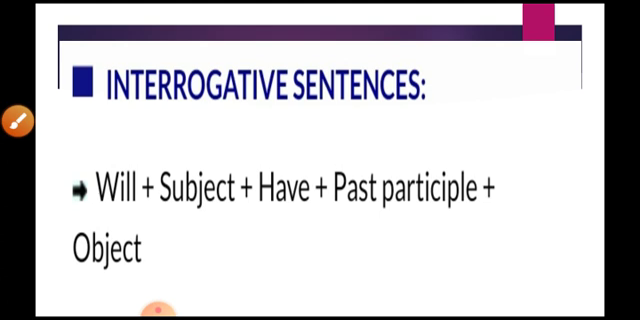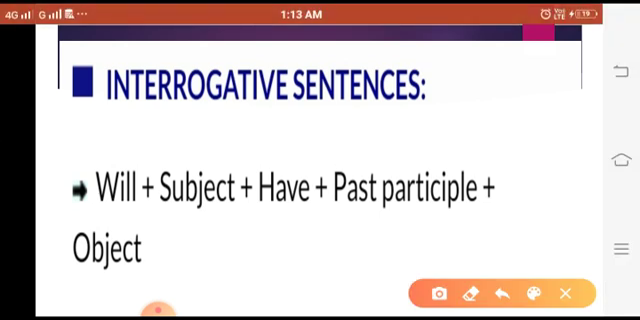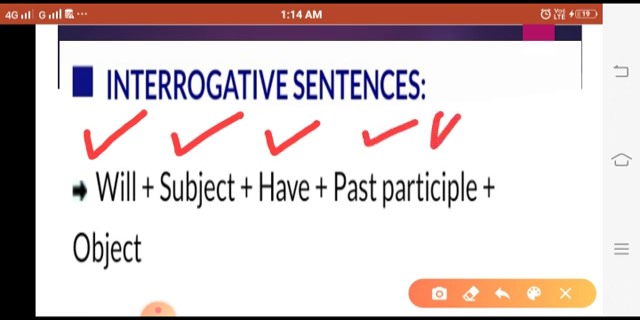Now let's focus on how interrogative sentences are formed in future perfect tense. For that, first we use auxiliary verb which is will. Then subject, the doer of the sentence. Then have, and then past participle or third form of the verb, and then object.